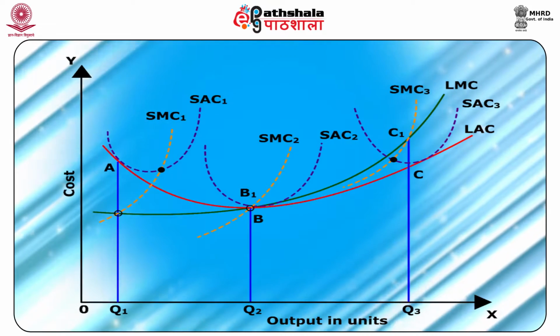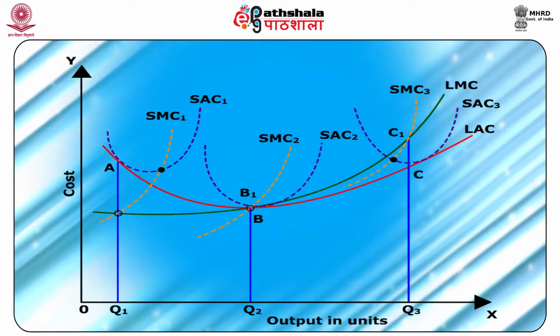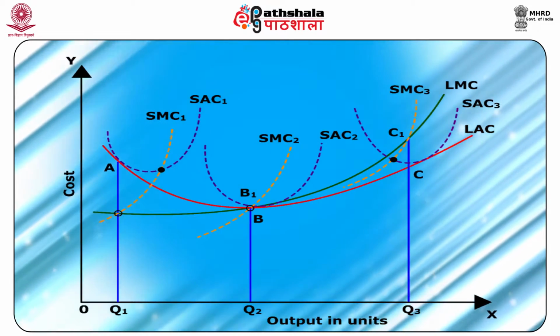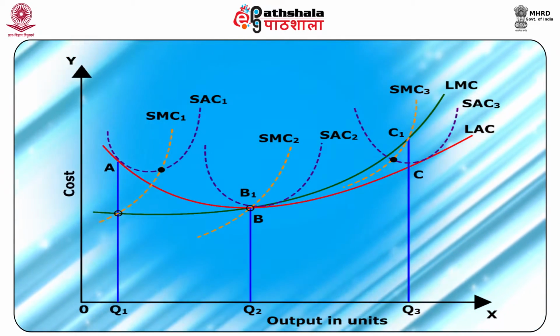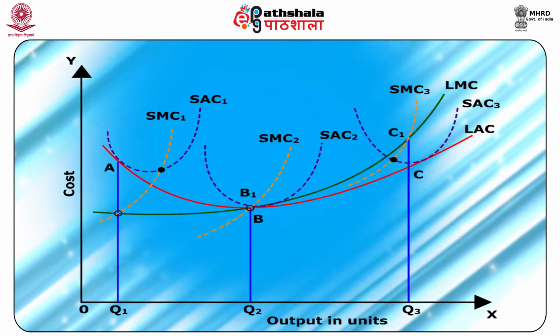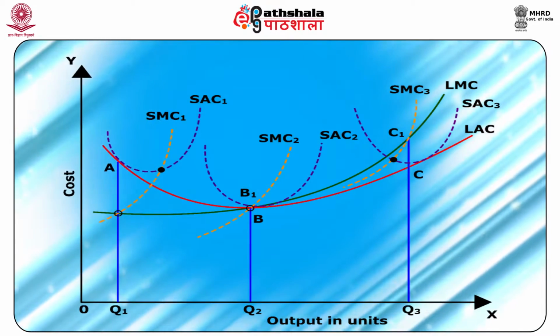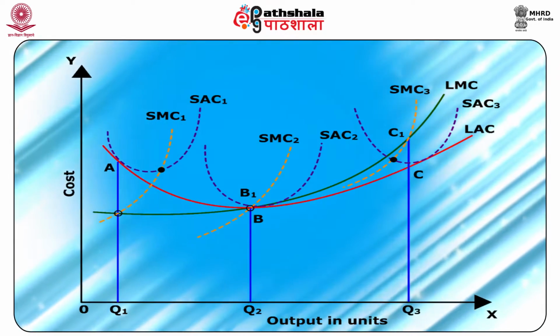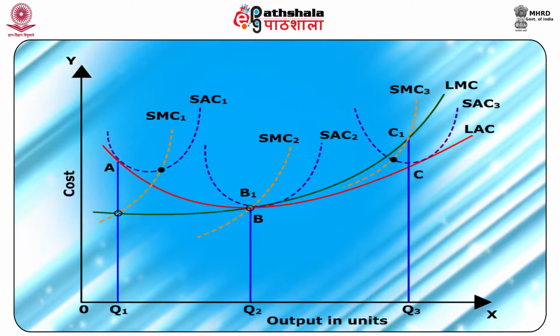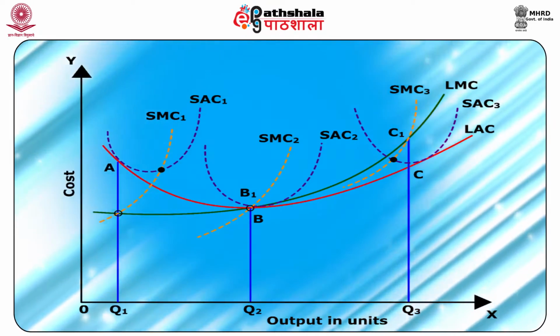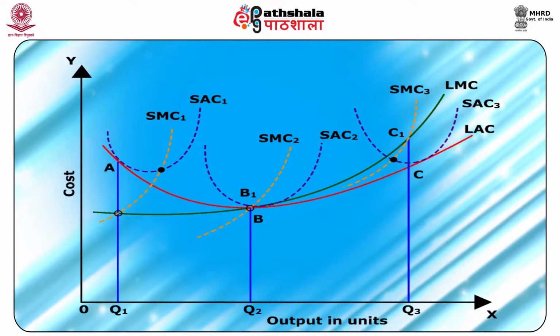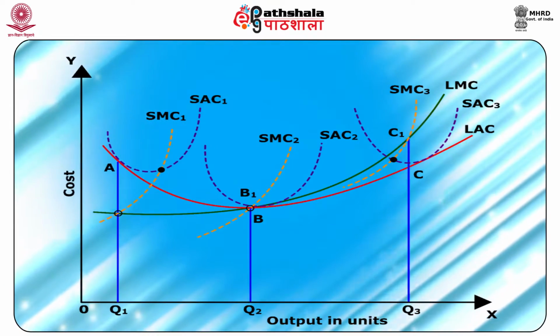Finally, if Q3 level of output is produced, it will operate at point C, the point of tangency of LAC and SAC3. From this point, a vertical line is drawn which intersects the SMC3 at point C1. C1 will show another point of the LMC curve because of the same reason explained above. The LMC curve is obtained by joining points A1, B1, C1.